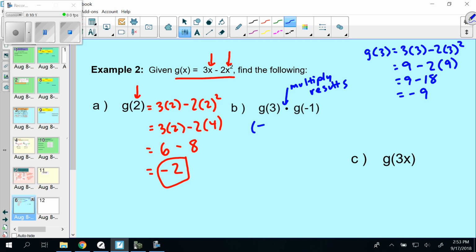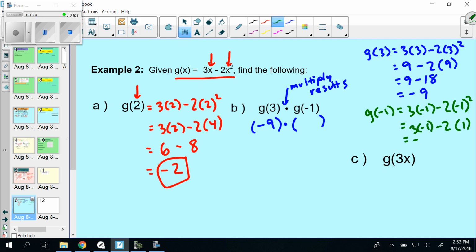So this one equals negative 9 times, now we got to figure out what g at negative 1 is going to be. So using the same function and now plugging in negative 1. And again, these could be done with a calculator. Squaring a negative is still going to make this positive because negative 1 times negative 1 is still 1. Now doing our multiplying, we get negative 3 minus 2, which is negative 5. And so that's negative 5. If we multiply these two values together now, the answer would be 45.